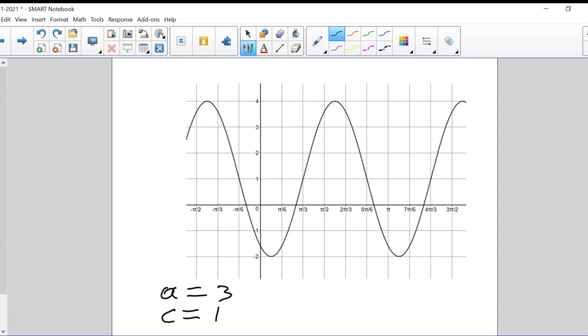The high here is 4. The low is minus 2. So 4 plus minus 2 is 2. 2 divided by 2 is 1. There's your answer. What I'm going to do is put that center line in right now.